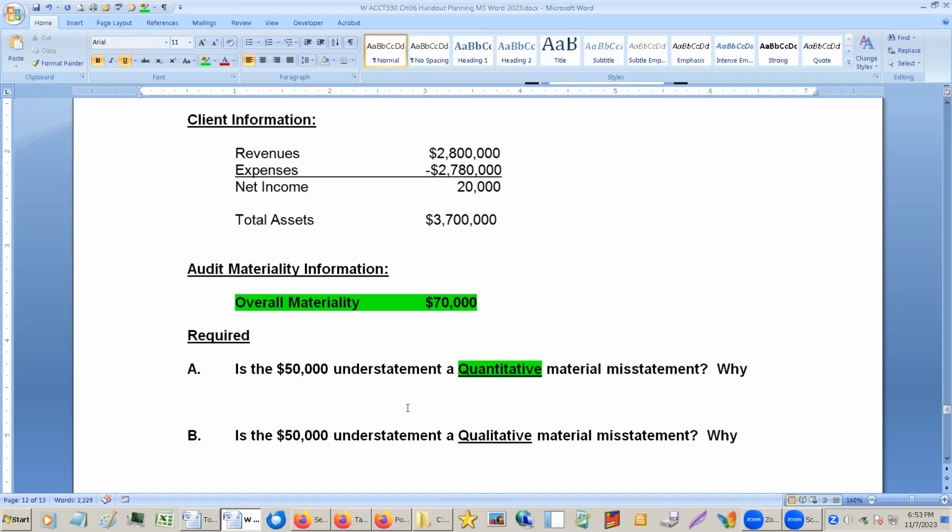Yep, it's not quantitative because it's below 70,000. Exactly. It is not a material misstatement. The $50,000 is not a quantitative material misstatement.